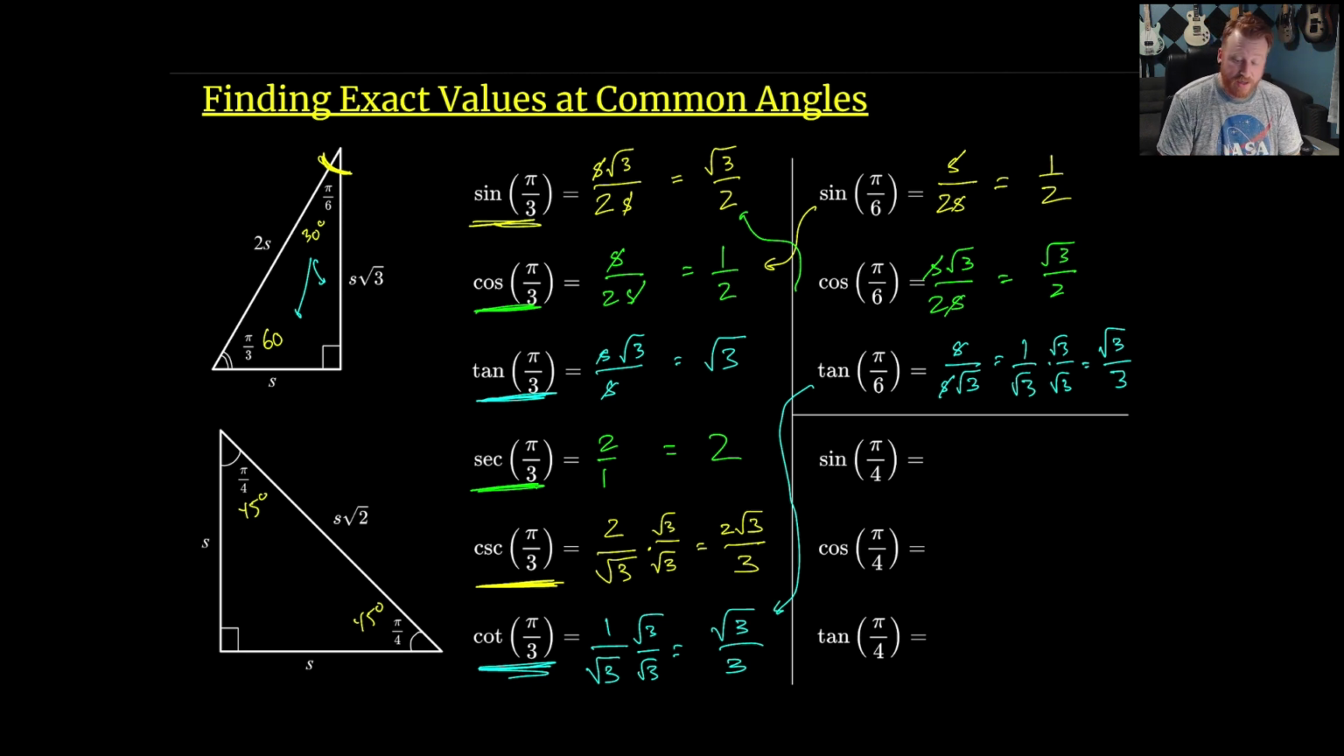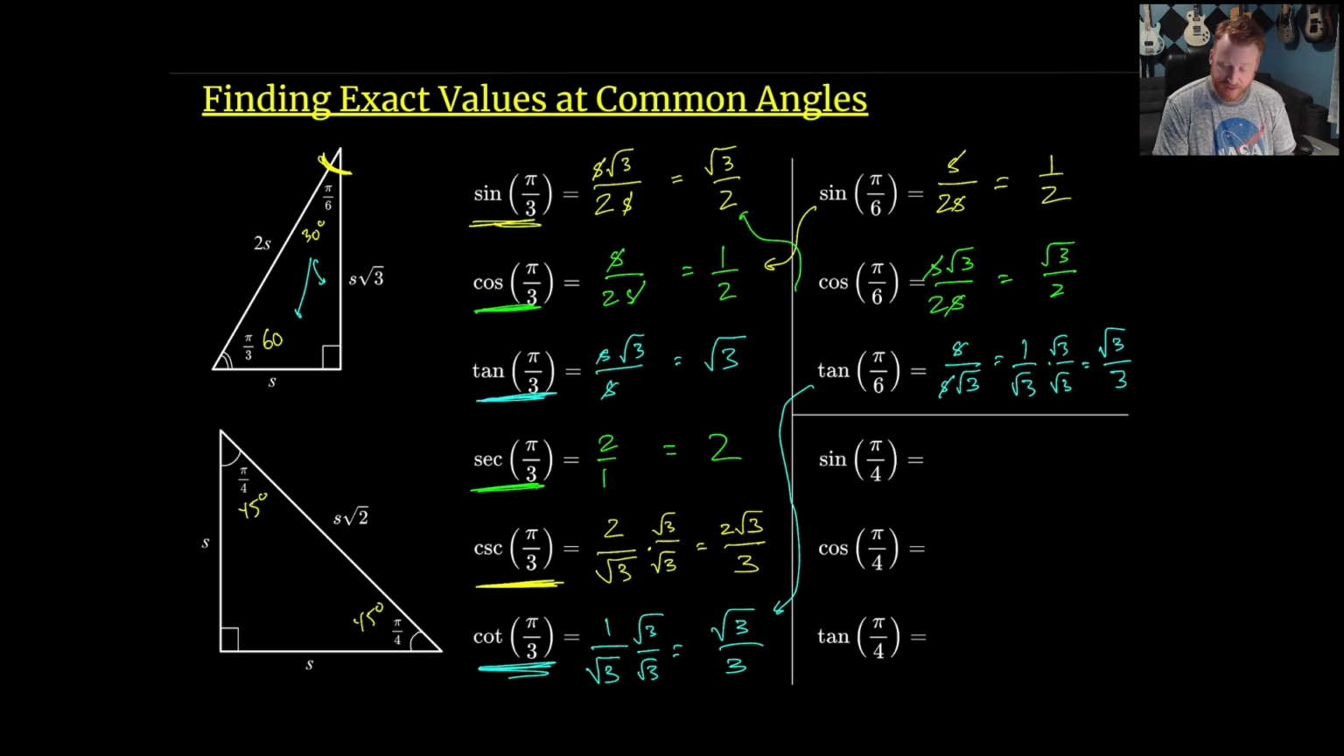at pi over 3. And this is, again, no coincidence. It's because we're using the right triangle no matter what here. And we're going to investigate this cofunction evaluation relationship in just a little bit. So keep that in the back of your head, but I want to look at the pi over 4s here as well.